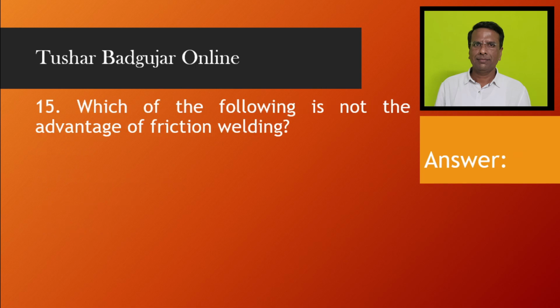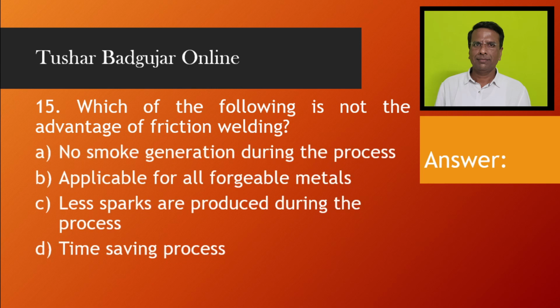Which of the following is not the advantage of friction welding? No smoke generation during the process, applicable for all forgeable metals, less sparks are produced during this process, time saving process. And the answer is B. Applicable for all forgeable metals.